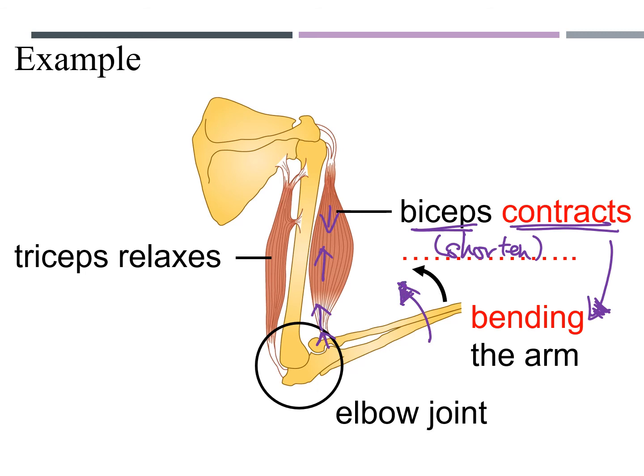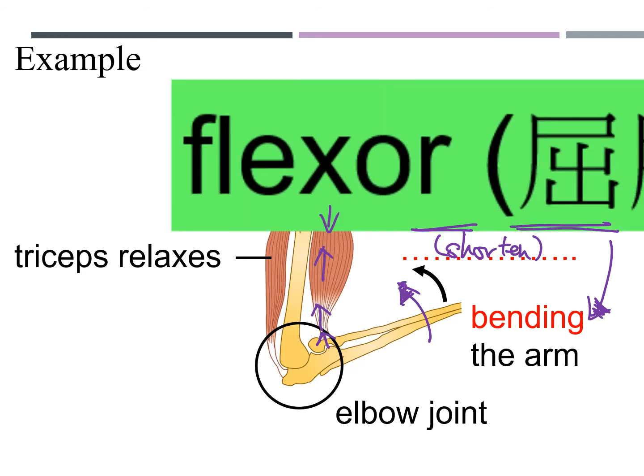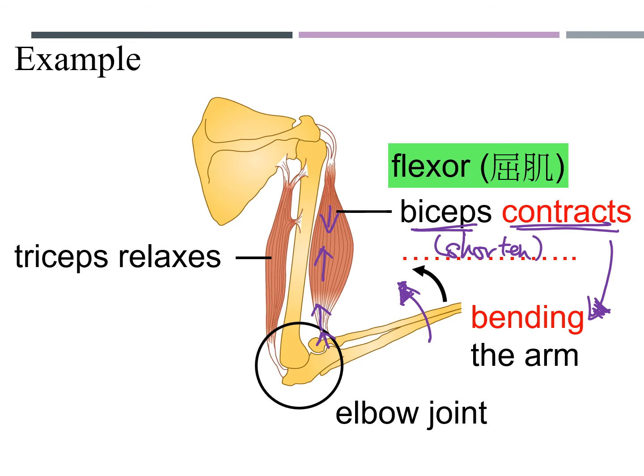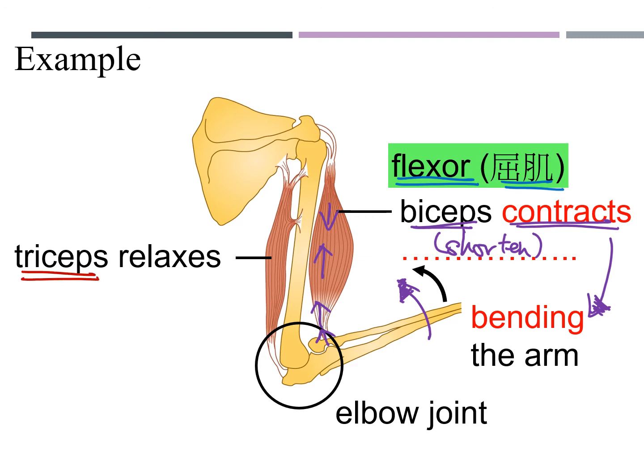The muscles which contract to bend the arm, we put into the group of flexors, 屈肌. When the biceps muscles in the front contract to bend the arm, the triceps muscles, 三頭肌, at the back will always relax. These two muscles work oppositely. When one muscle contracts, the other muscle always relaxes.